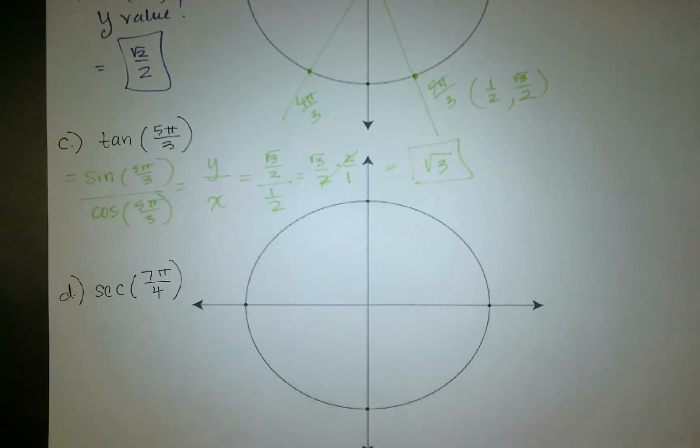Secant of 7 pi over 4. You know what? I think I just showed you guys more than I was supposed to show you. Look at my stuff. Oh no, it's everything. Secant, everything. Okay, whatever, we're good. Either way, you need to know it.